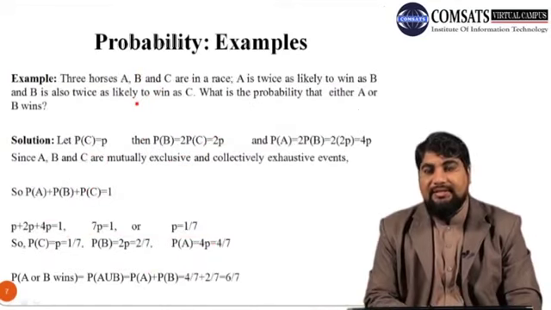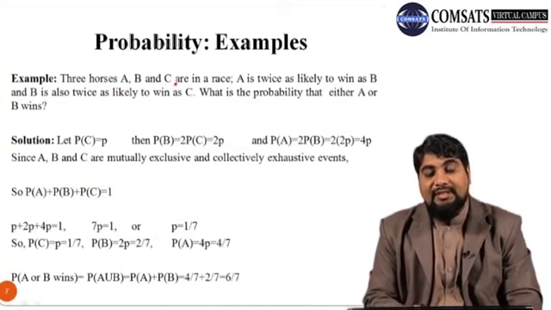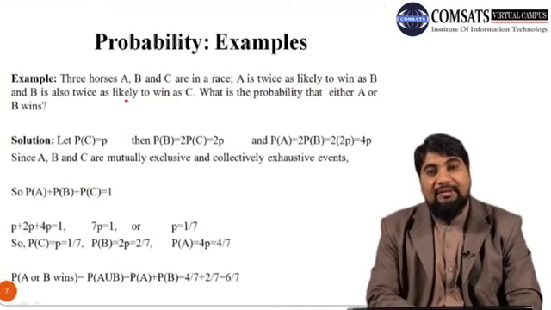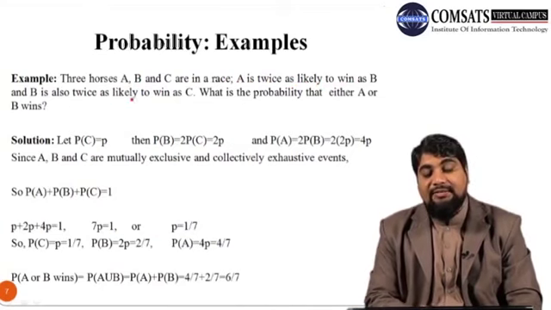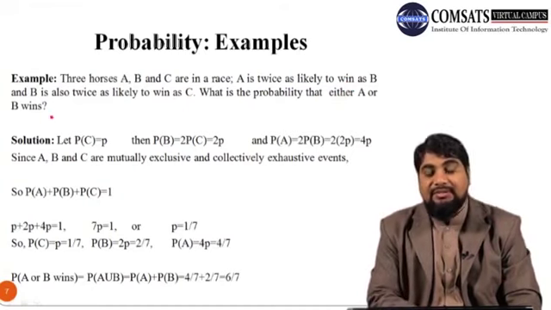So let us consider another example of probability. 3 horses A, B and C are in a race. A is twice as likely to win as B, and B is also twice as likely to win as C. What is the probability that either A or B wins?